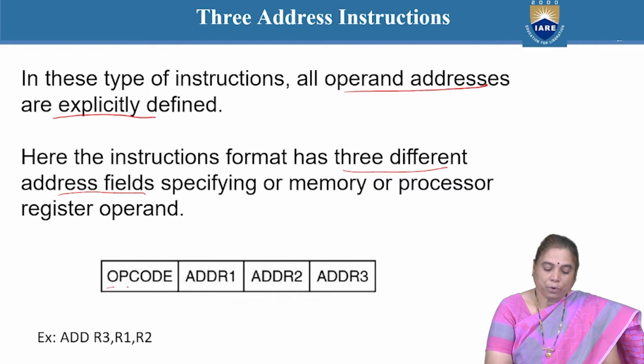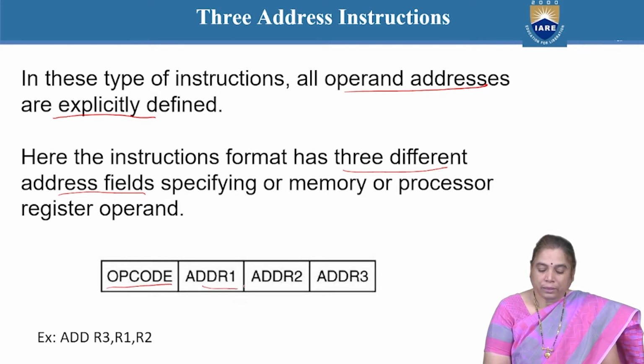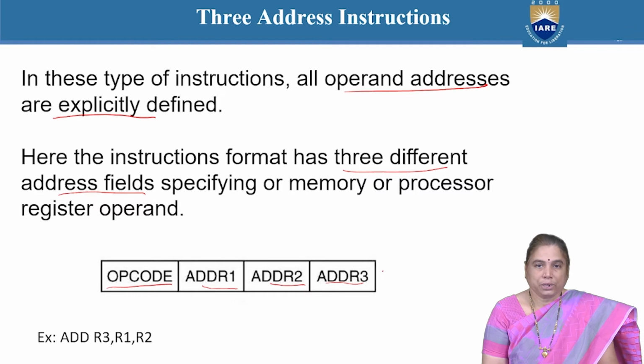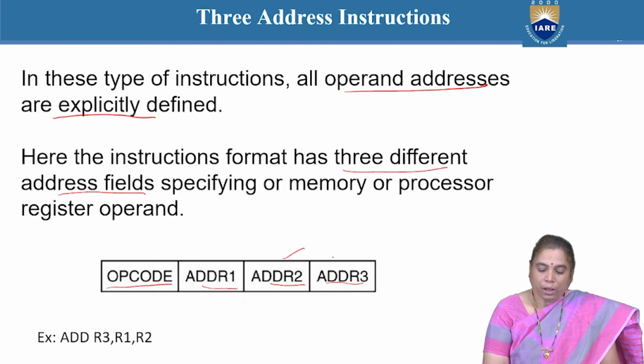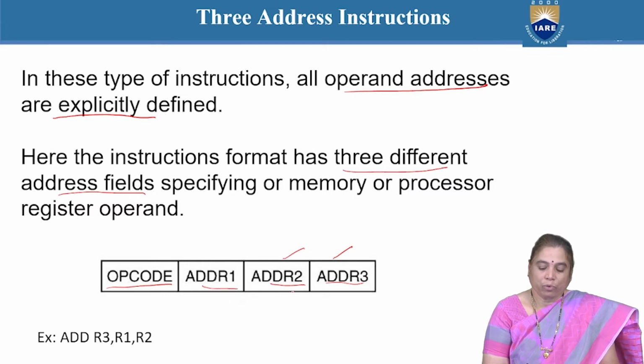So here the opcode is used to specify what operation is to be performed, and here the three addresses can be mentioned. These can be a register or memory locations. So here two of them are generally used for source registers, operand 1 and operand 2 stored in address 2 and address 3, and the result, the destination register, can be specified here as address 1.